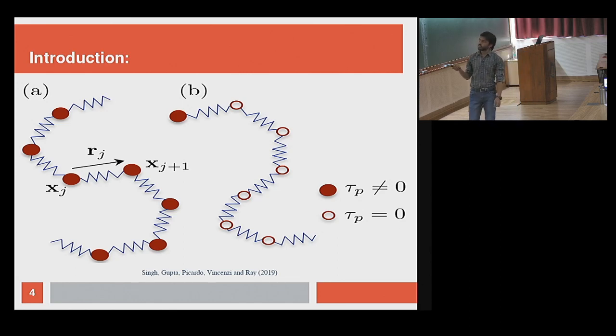We consider two different models of these chains. In figure A, all the particles are uniformly inertial and identical. In the other case, only one particle is inertial and the rest are tracers. Tracers have zero relaxation time: they relax to the fluid velocity instantaneously, while the inertial particles have some finite relaxation time.